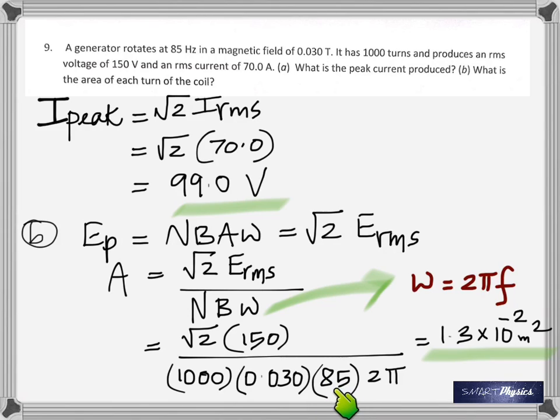That's not the angular frequency. That is the linear frequency. 85 rotations per second, or hertz. That's why we have to multiply it with 2 pi to transform it into the angular frequency. Now, that's omega when you multiply it. I've shown it here. And therefore, you get the area as something convincing and practical, 1.3 times 10 to the negative 2 meters squared. Like I always say, after you get the answer, look at it and see whether it's practical, which in this case, it is.